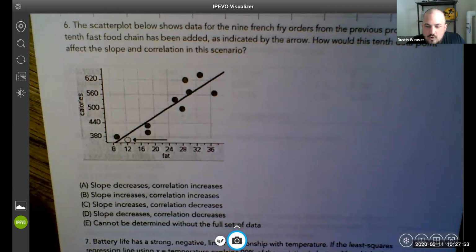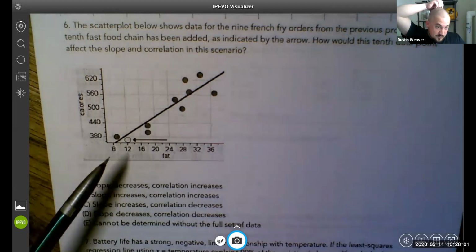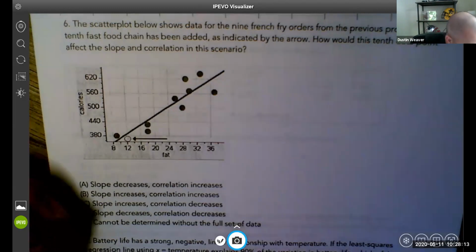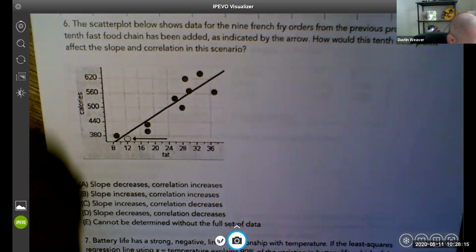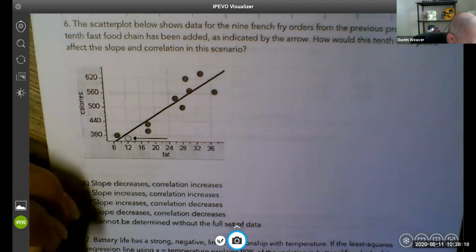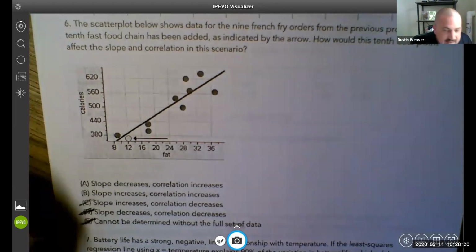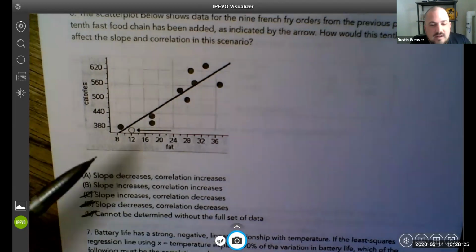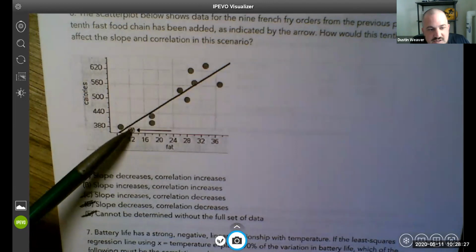Well, first of all, correlation is decided based on how close the point is to the line. Is this point very close to the line that we already have? Yeah, it is. So it should increase our correlation. So anyone that says the correlation decreases, we can get rid of that. It's going to increase our correlation because the point is very close to the line.